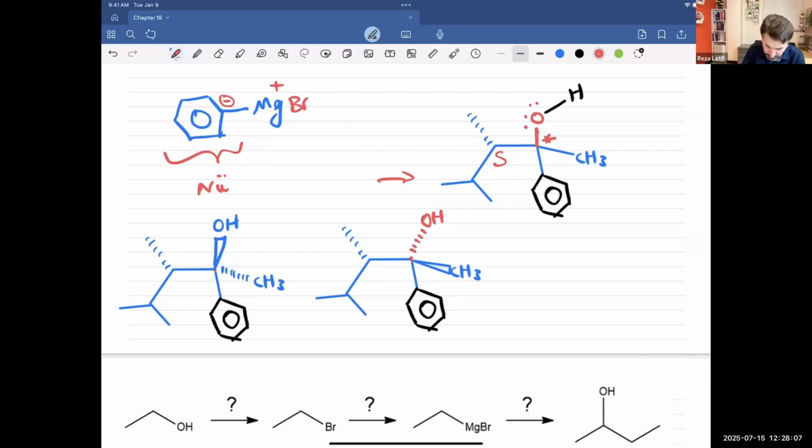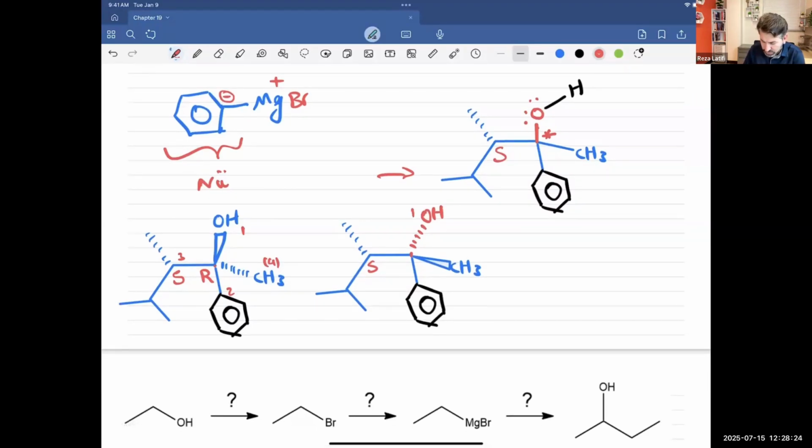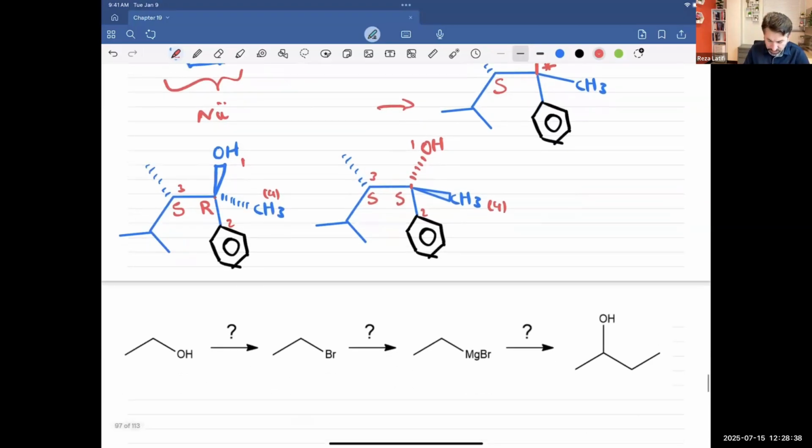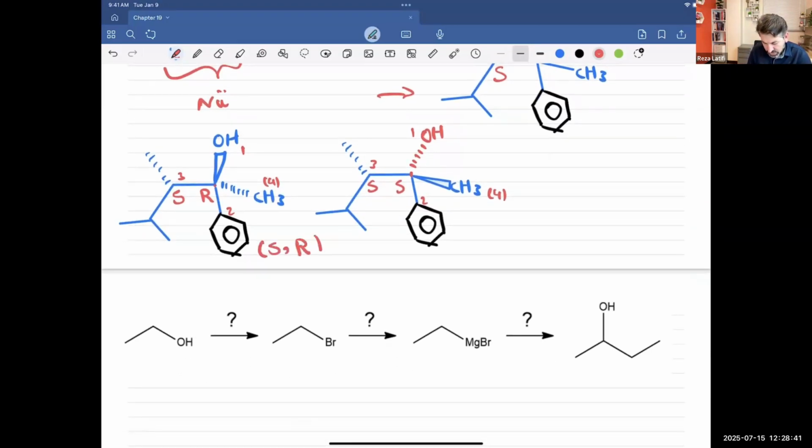Let's assign the configuration. Remember, we had S here, and now what do we get here? We get 1, this one will be 2, and that's 3. This one will be R configuration. And the next one is going to be S configuration. We have 1, this one will be 2, and this one will be 3. It's supposed to be R, but because the methyl is fourth priority and facing toward us, we will flip it. So this one will be S. So what did we get? We got S and R, and this one turned to S and S. Only one chiral center got flipped. And in that case, we say we are dealing with diastereomers.